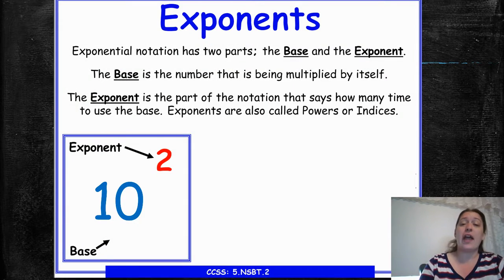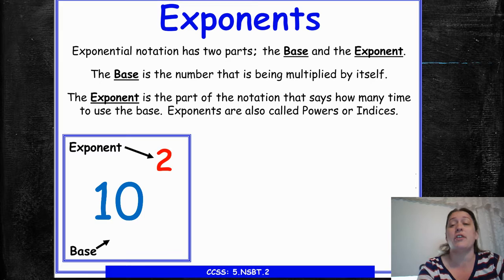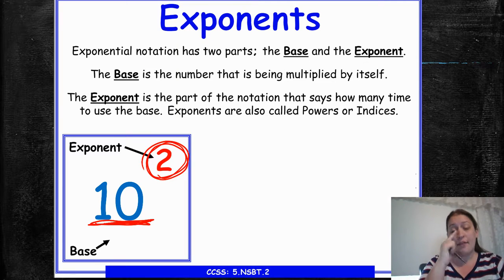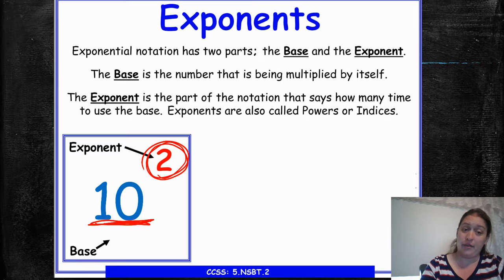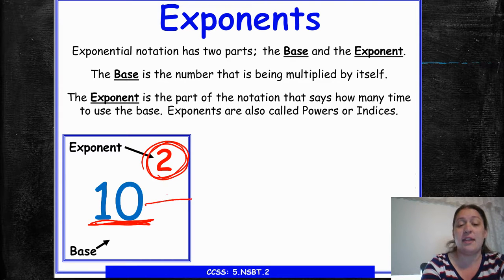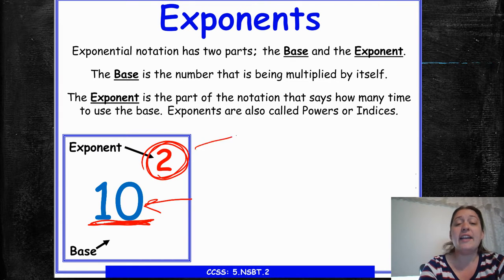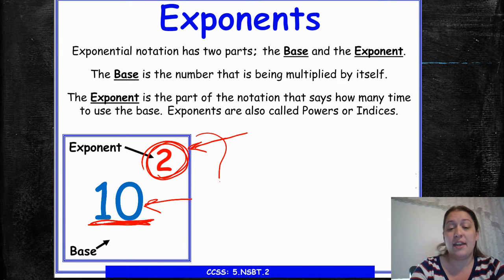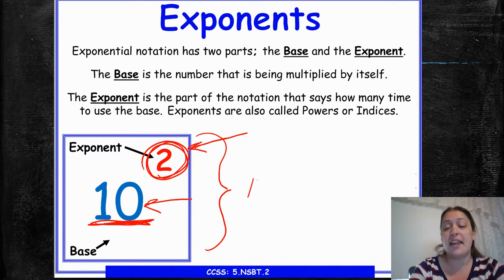Well, when we look at our exponents, we know that it has two parts. We have our base, which is the bigger number, and then we have our exponent, which is the number up top. The base is the number that is being multiplied by itself. So in this case, it's going to be 10. The exponent tells us how many times the base is being multiplied by itself.